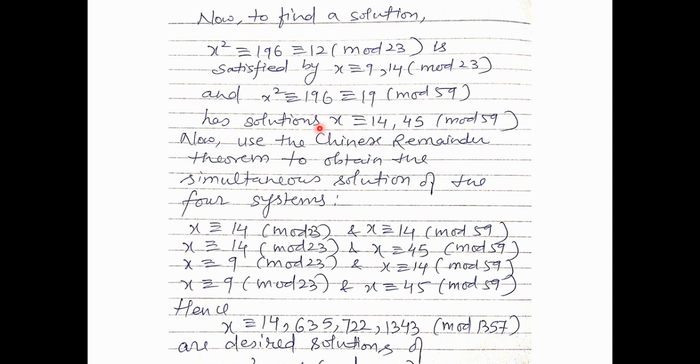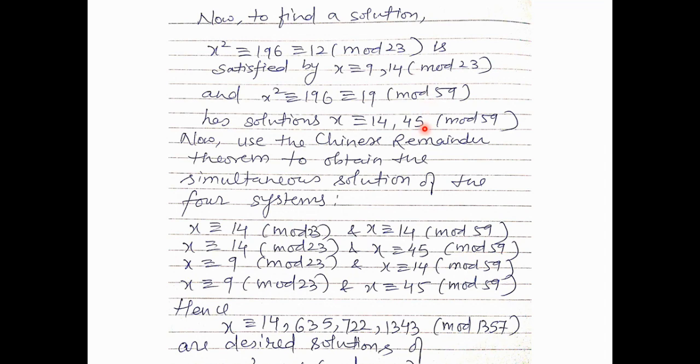Now, we have seen that the congruence is solvable. Now to find the solution. x squared congruent to 196, that is 12 modulo 23, is satisfied by x congruent to 9 and 14 modulo 23. You can find the solution easily, because in the previous lecture we have seen how to find the solution of a quadratic congruence. So x is equal to 9 and 14. And for x squared congruent to 196, that is 19 modulo 59, x is 14 and 45.